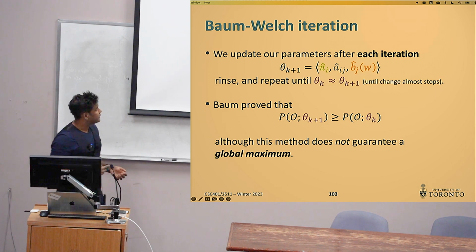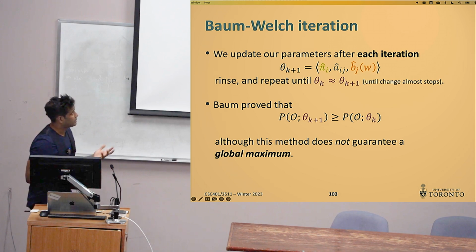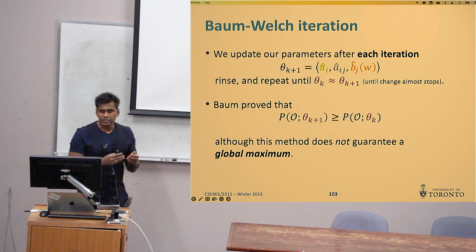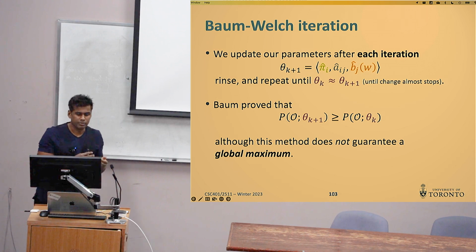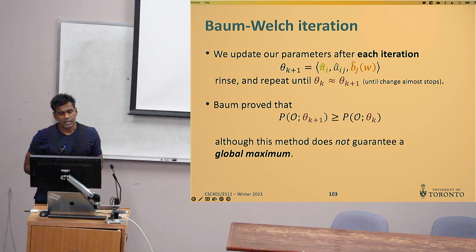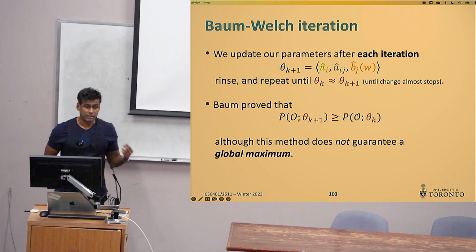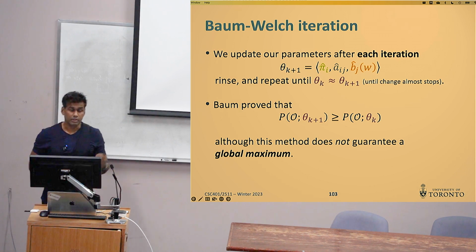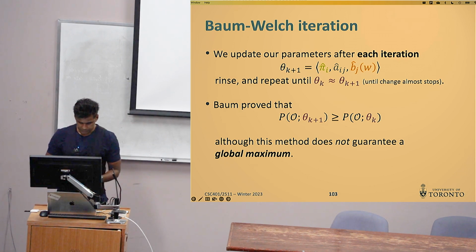So the Baum proved this here. It basically reads out as: at every iteration, we get some improvement, at least as good as the previous model parameters. Although it does not guarantee a global maximum, because it's iterative hill climbing, the initialization matters, and you could be stuck in a local maxima.